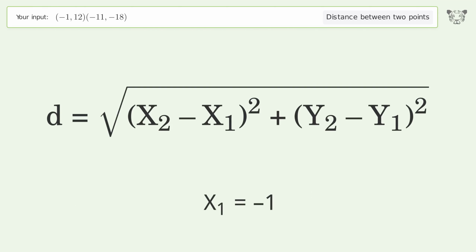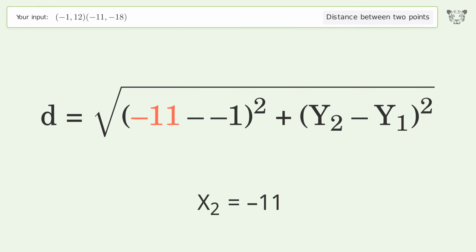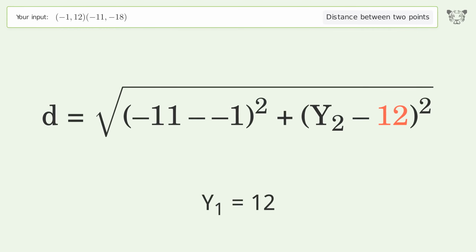x1 equals -1. x2 equals -11. y1 equals 12. y2 equals -18.